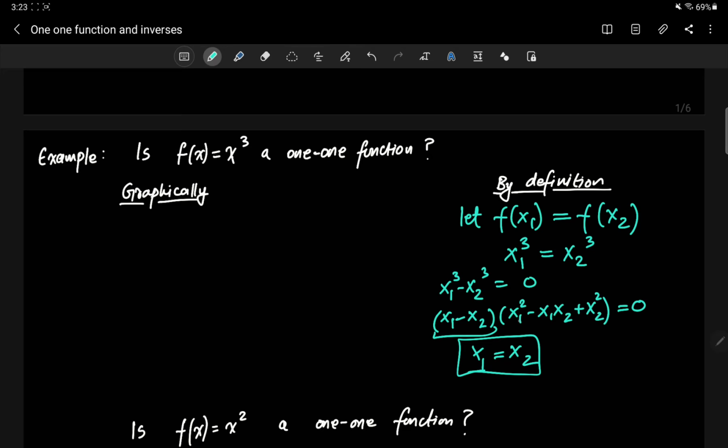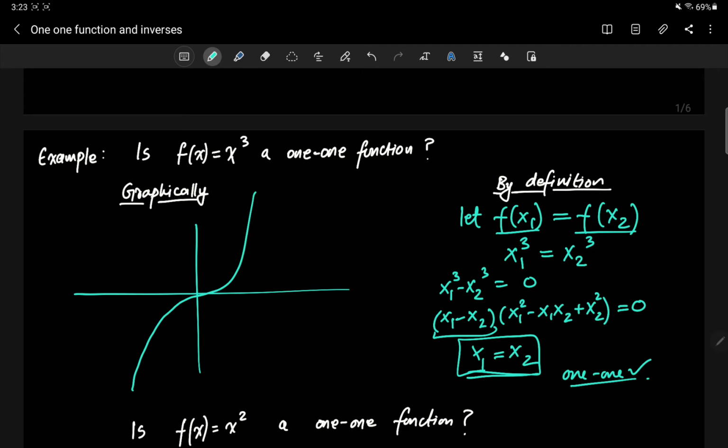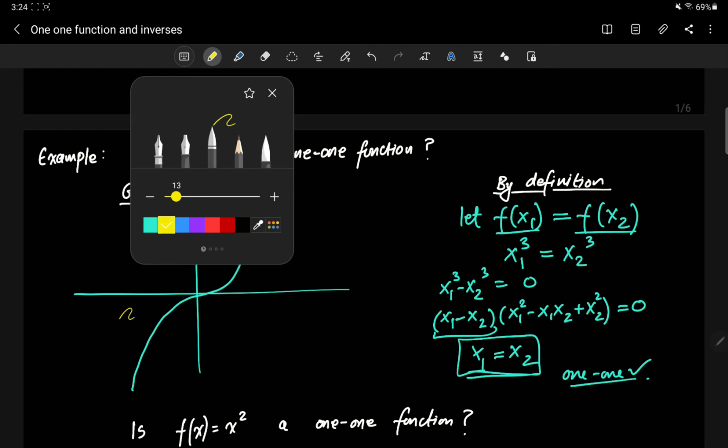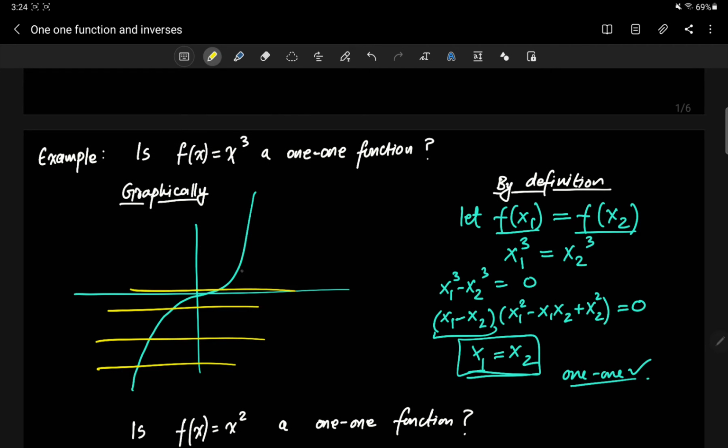Okay, the second one doesn't give me a real solution. So what's happening here? So this means that whenever the output is the same, the input is the same. So this is a 1, 1 function. And graphically, cubic function, what do they look like? They look like that. So no matter where you draw a horizontal line, there's always going to be exactly only one point of intersection.